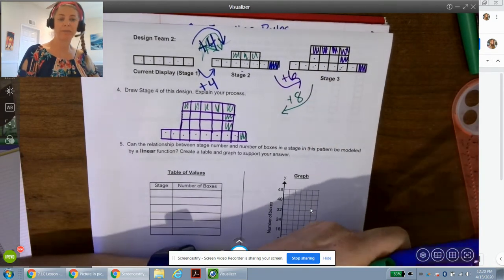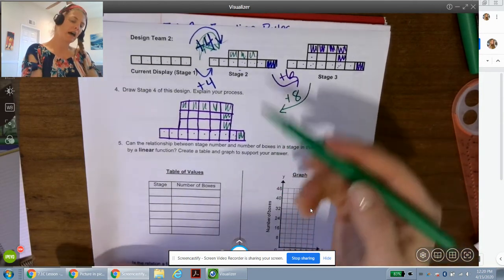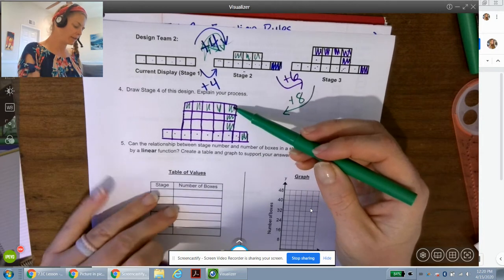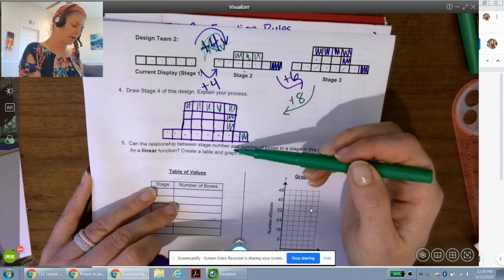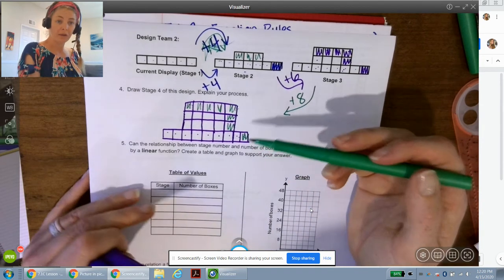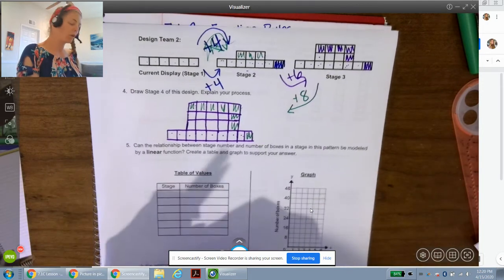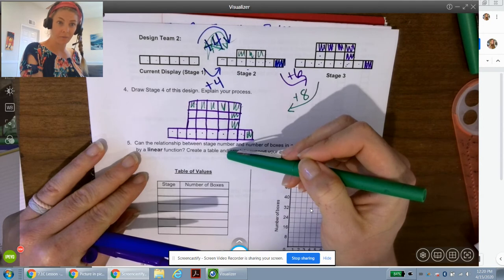Okay, so let's just explain our process with words right now. We are always adding 1 more to the height and 1 more to the width with making a box in the center. Okay, that makes sense. 1 more layer of height and 1 more layer of width.